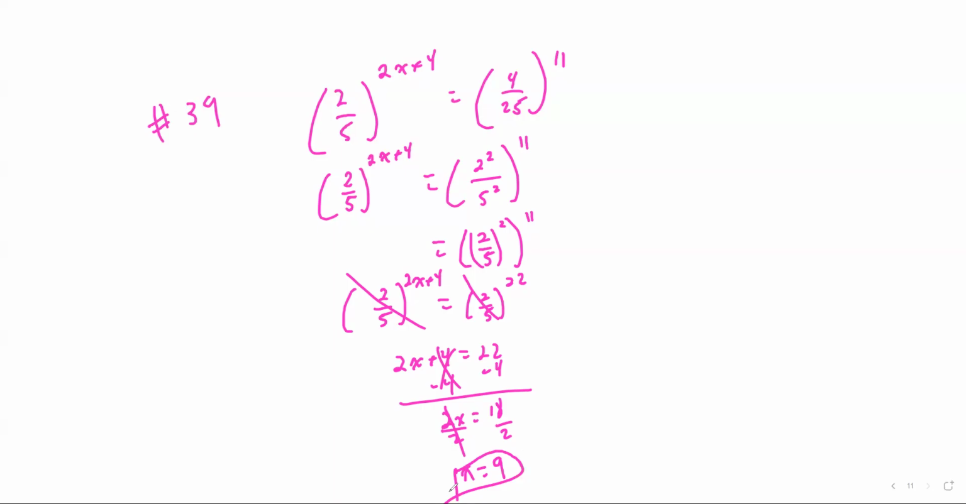So even though it's a fraction, same rules apply. Let's look at a few more. Let's see, it looks like number 40 is a good one. So this is going to be 4 raised to the 4x minus 7 equals 1/64. All right, couple things here.